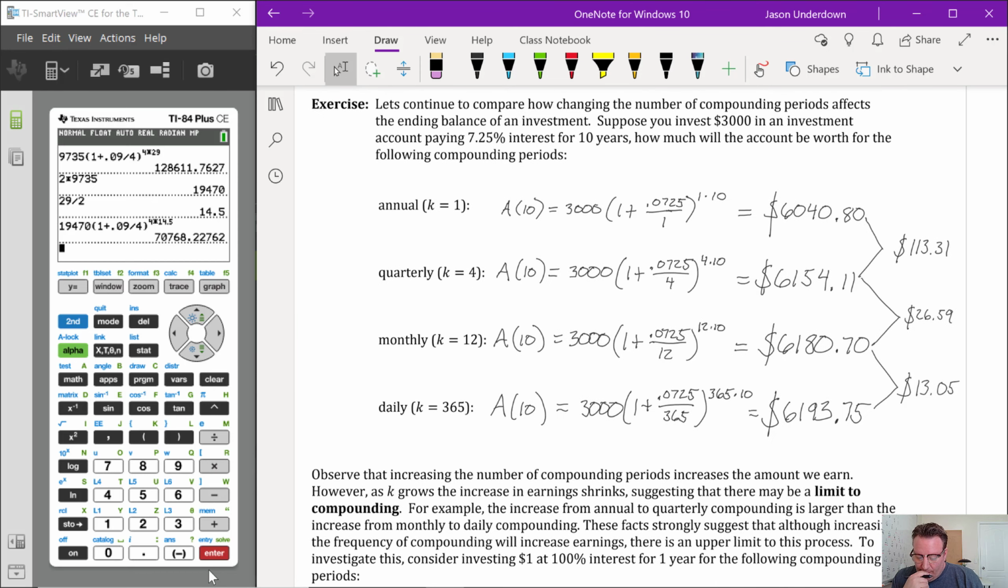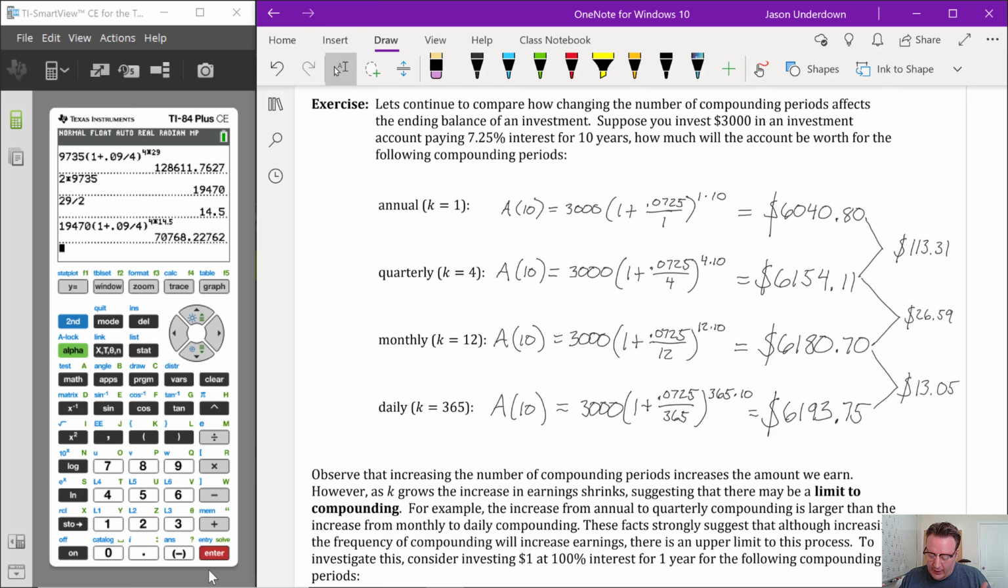So what I want to do now here is compare how changing the number of compounding periods, the k, right? How that affects the ending balance of an investment. So how does it change things when you go from, say, quarterly compounding to monthly to, say, maybe weekly, daily, hourly? Okay. So suppose you invest $3,000 in an investment account paying 7.25% interest for 10 years. How much will the account be worth for the following compounding periods? So we've got annual, quarterly, monthly, and daily compounding.